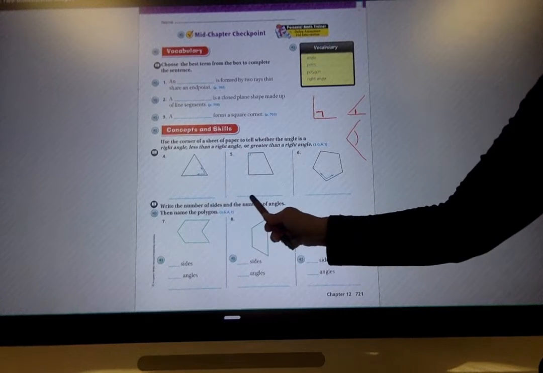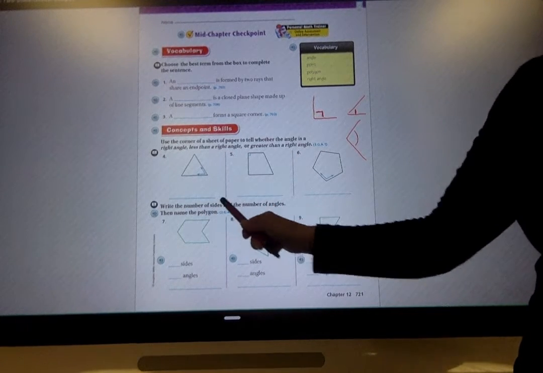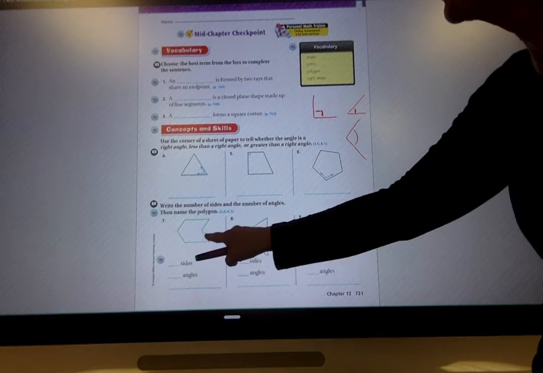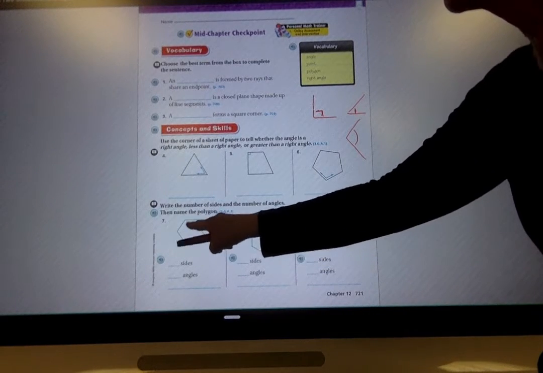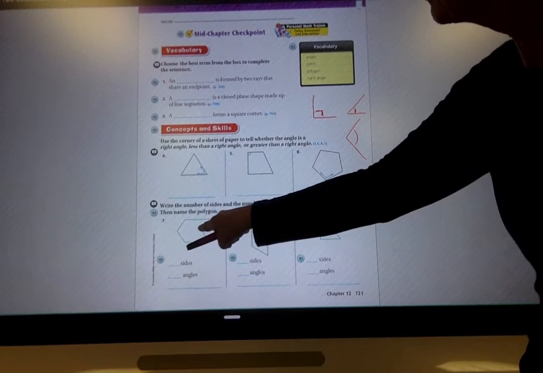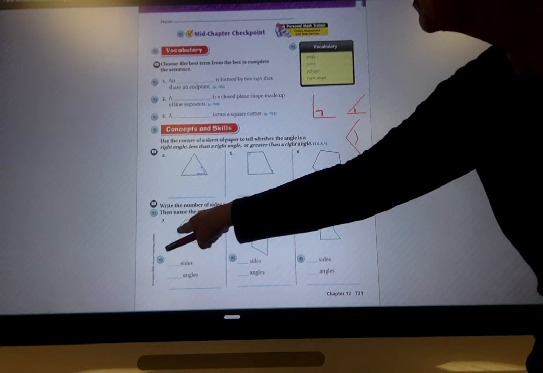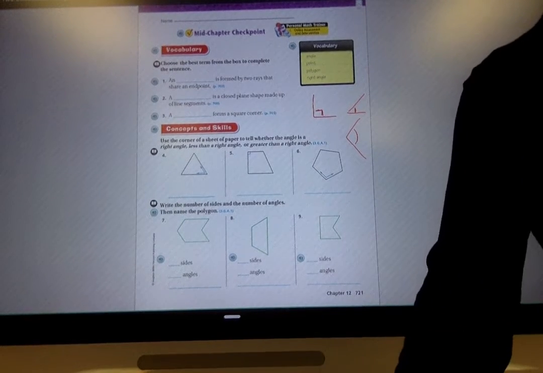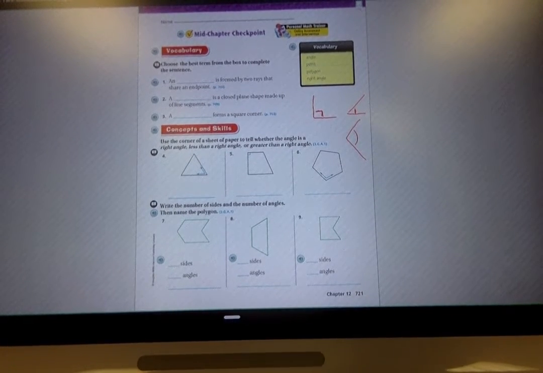Write the number of sides and the number of angles, then name the polygon. We've got three things to do here. How many sides? Count them carefully. How many angles? Count them carefully. What would we call this? If you're not sure, you can go back in the chapter.